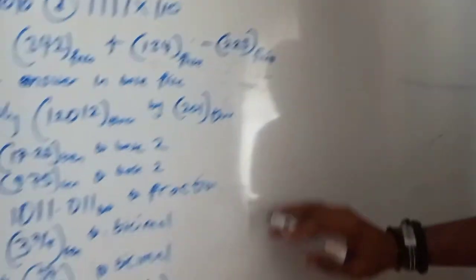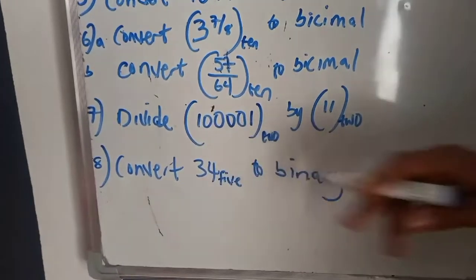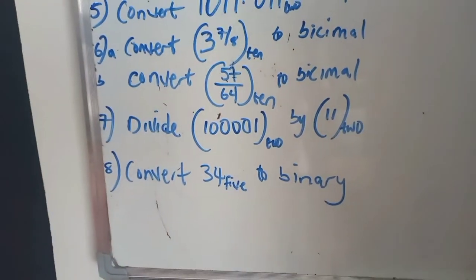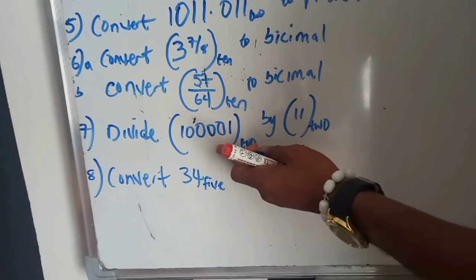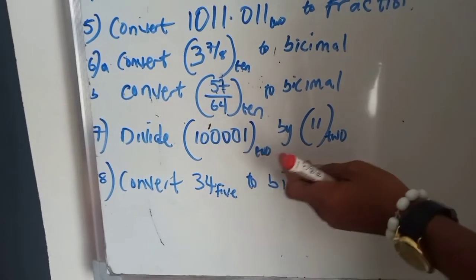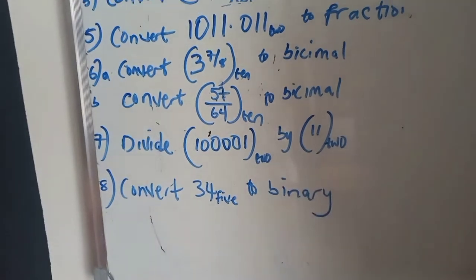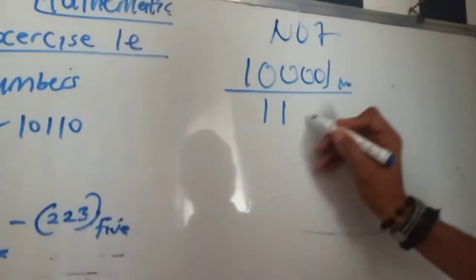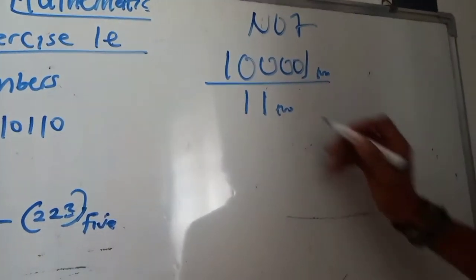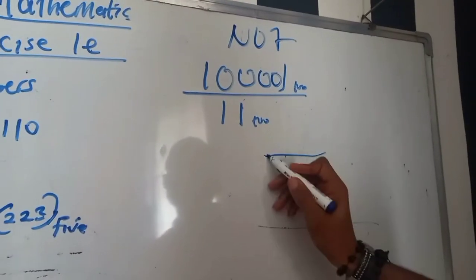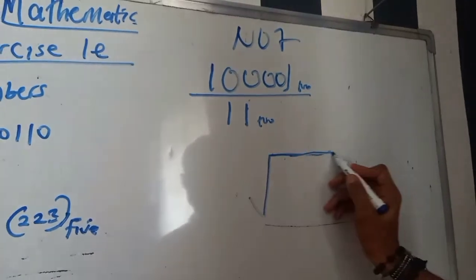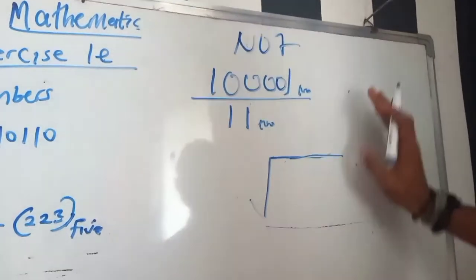Now we go to number 7 question. Number 7 question says divide what? 10001 by 11 base 2. So now what I'm going to do is apply it in binary numbers. Okay, don't forget that it's in binary. If you just go and divide that normally, you are wrong. So just follow this principle.